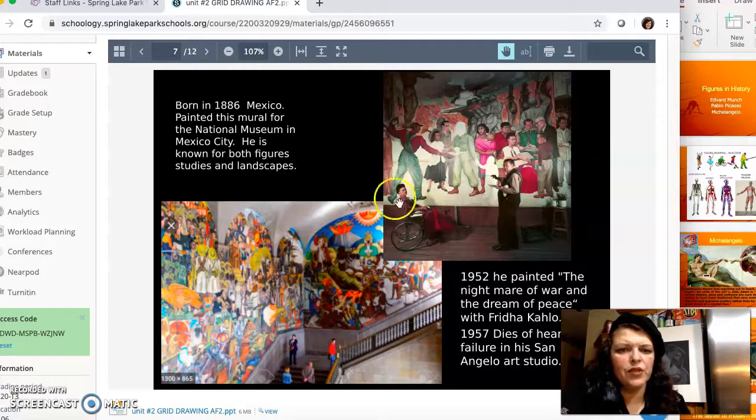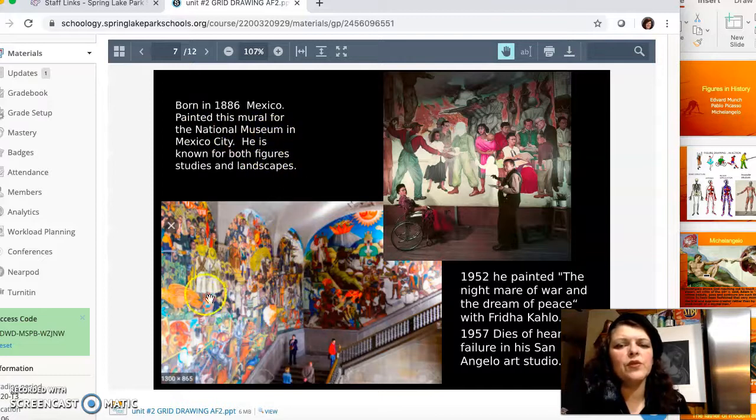Here's Frida Kahlo because she was in a wheelchair towards the end of her life. And Diego, and he's painting a mural that you would find in Mexico. A lot of his murals are in Mexico. This is another mural that's at the National Museum in Mexico City.